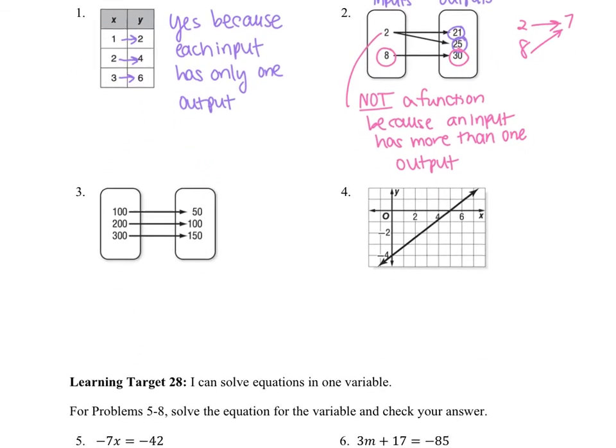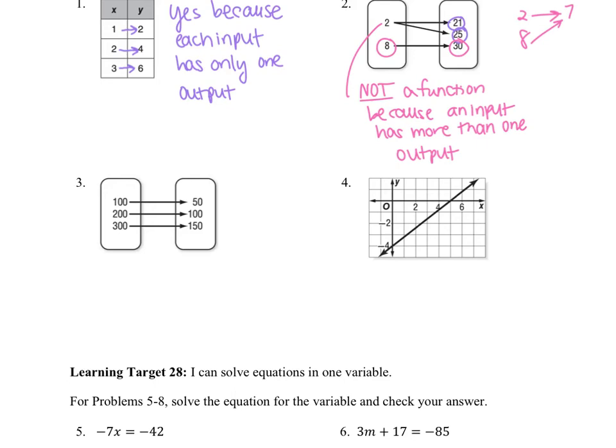Okay, number 3, we've got to make sure every input has one output. So 100 maps to 50, 200 maps to 100, and 300 maps to 150. So each of these inputs has only one output. So it is a function. And yeah, we do need to say it again. So yes, because each input has exactly one output.